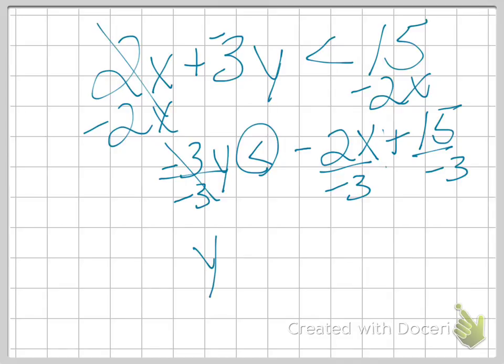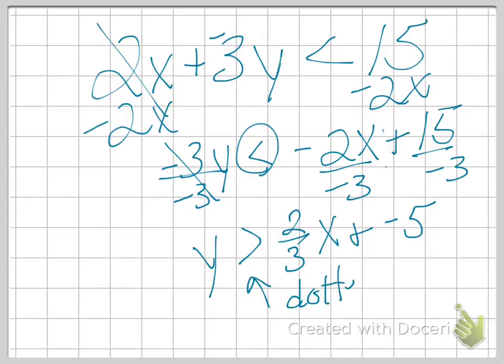So I get y is greater than 2/3 x plus negative 5. I have 15 divided by negative 3 is negative 5. Okay, so this symbol here says that we're going to have a dotted line, and where we're going to shade: above the line. Shade above. Okay, so do that on your paper. Your y-intercept is negative 5.